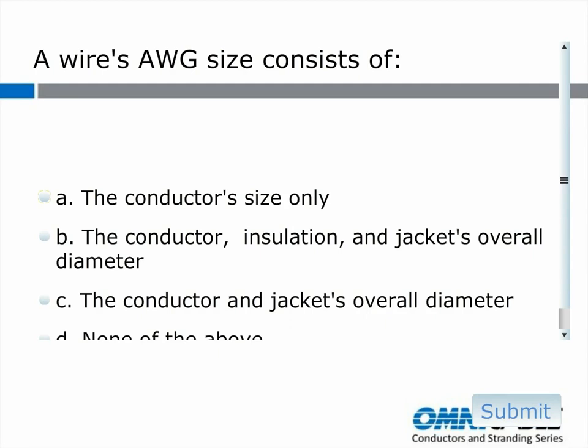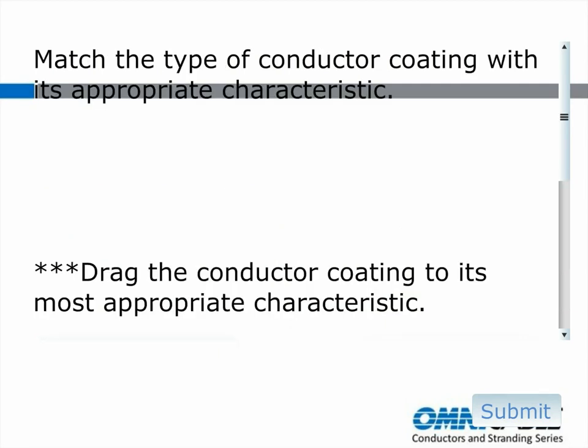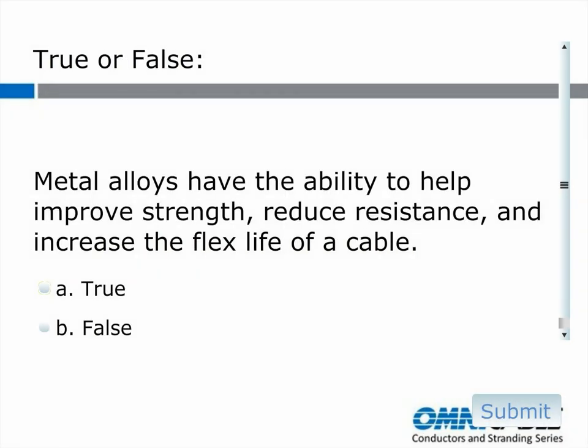A wire's gauge size consists of: match the type of conductor coating with its appropriate characteristic. Drag the conductor coating to its most appropriate characteristic. True or false, metal alloys have the ability to help improve strength, reduce resistance, and increase the flex life of a cable.